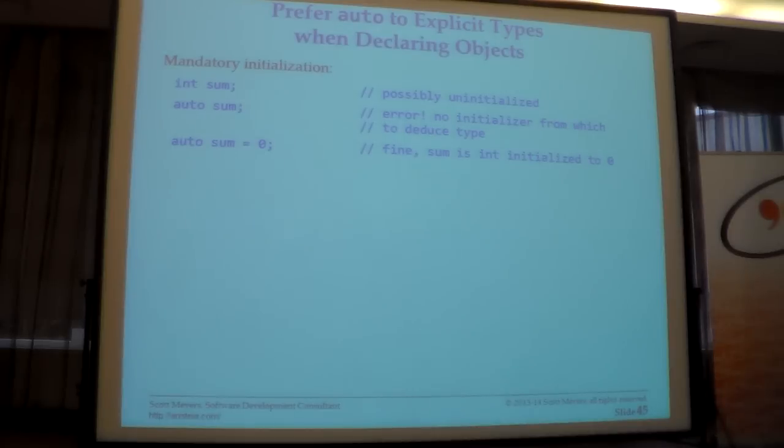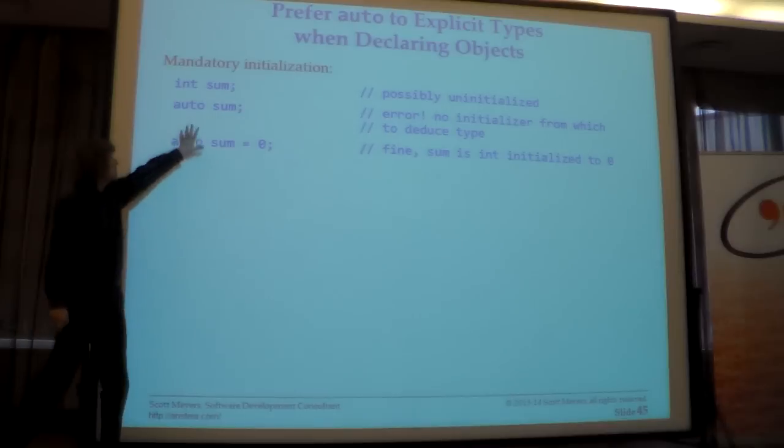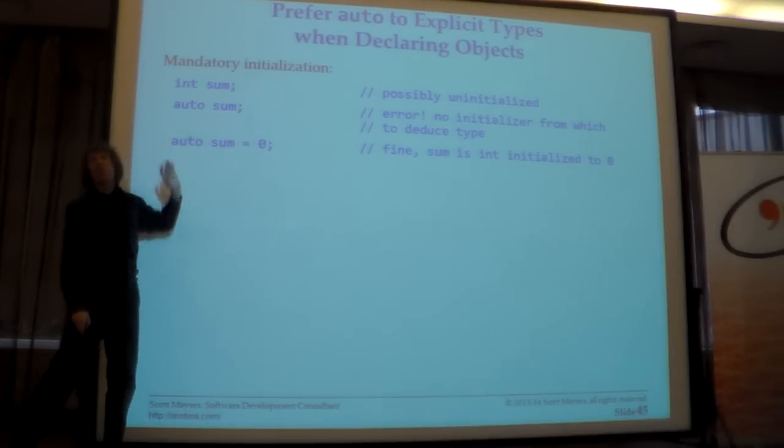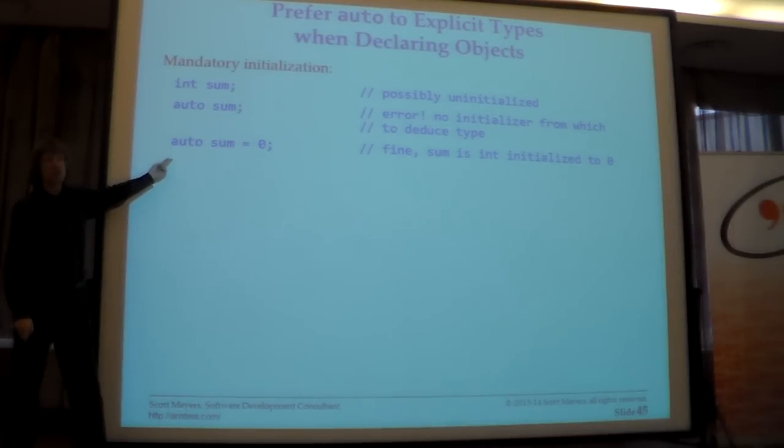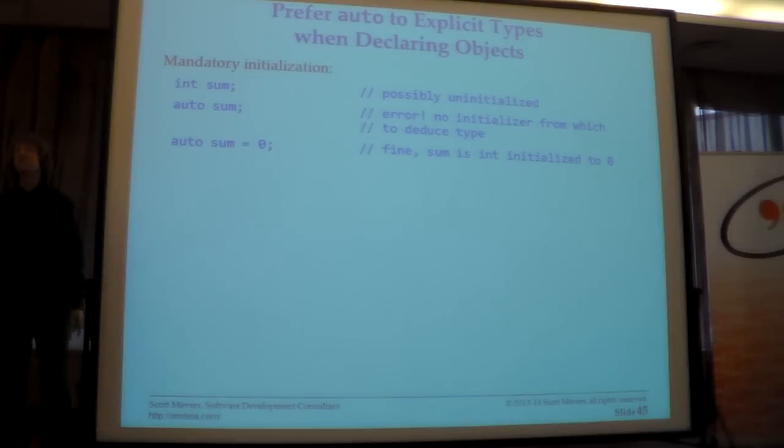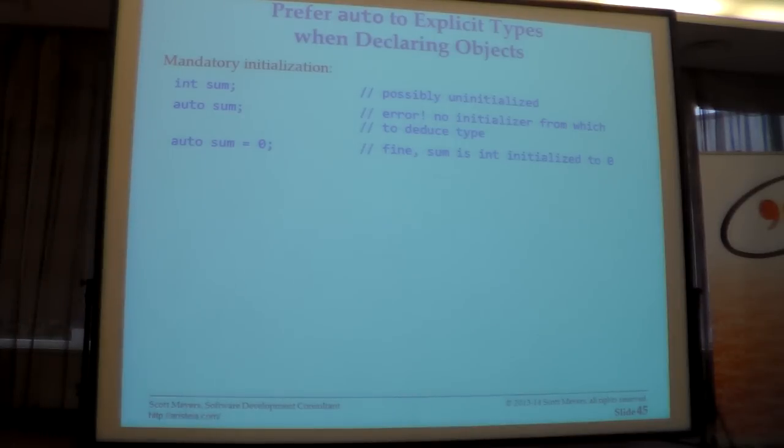Let's start with the least important thing first. The least important thing is mandatory initialization. If I say int sum, it might or might not be initialized. It depends on exactly where you type it. Which means it could have a garbage value. If I try to say auto sum, that won't compile. I have to give it an initializer. It's not a big advantage, but it's a little advantage.